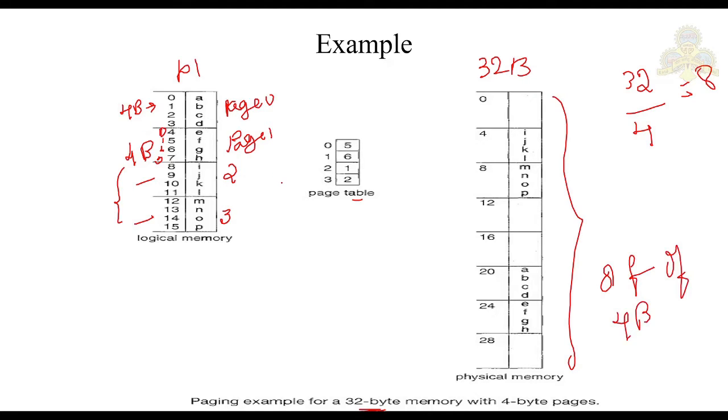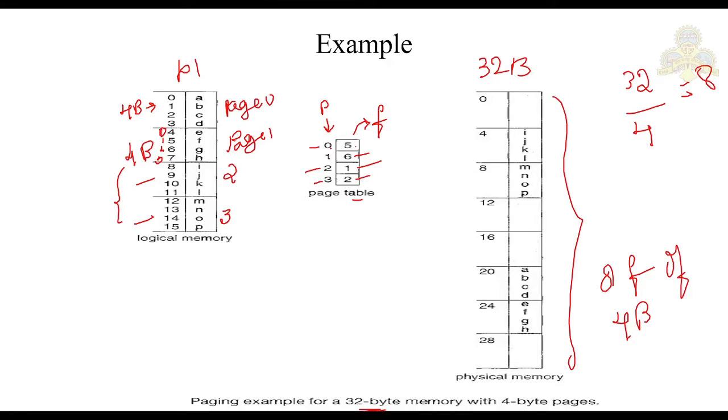Now let us see the page table here. These are the page numbers. In the page table, this is the page number, P, and this is the frame number, F. Now read the page table. How do you read this? Page 0 is present in frame 5, page 1 is present in frame 6, page 2 is present in frame 1, page 3 is present in frame 2. Now check your physical memory whether that is correct.